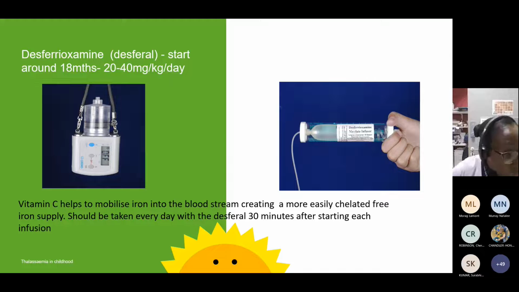Then also vitamin C is really important because it helps to mobilize iron in the bloodstream, creating a more easily chelated free iron supply, and should be taken every day with the Desferal 30 minutes after starting each infusion. And sometimes you give the Desferal and we forget to give the vitamin C, but it really is important and it really does help. And I think the person earlier on talked about some of the side effects.